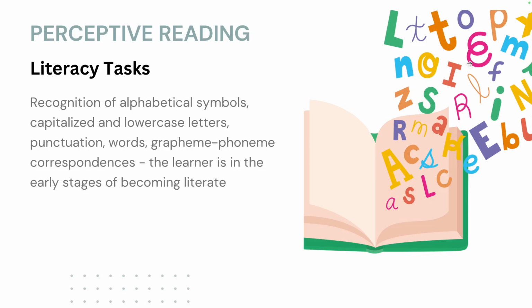Okay, so the first one at perceptive we call literacy tasks. So this is the very basic level. This is recognition of alphabetical symbols, capitalized and lowercase letters, punctuation, words, grapheme-phoneme correspondences. Very similar to listening at the very basic level, except now we're reading and not listening, right? The learner is in the early stages of becoming literate.